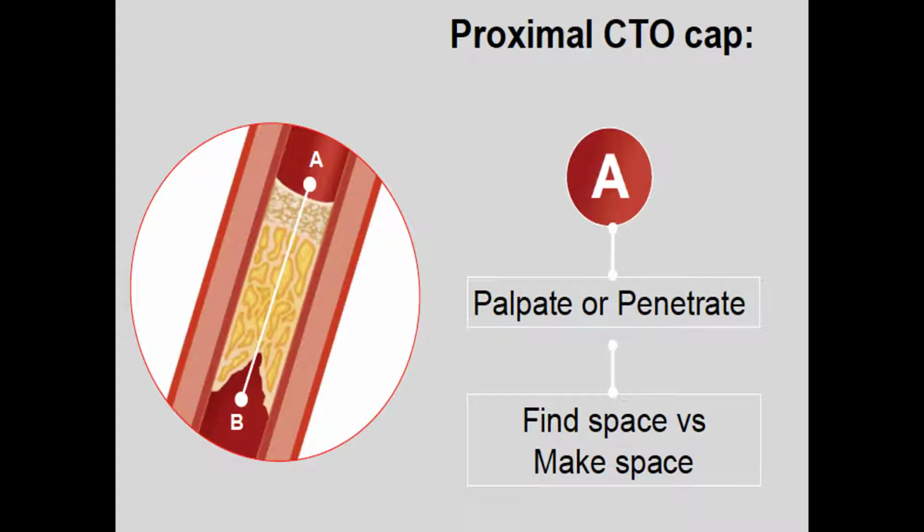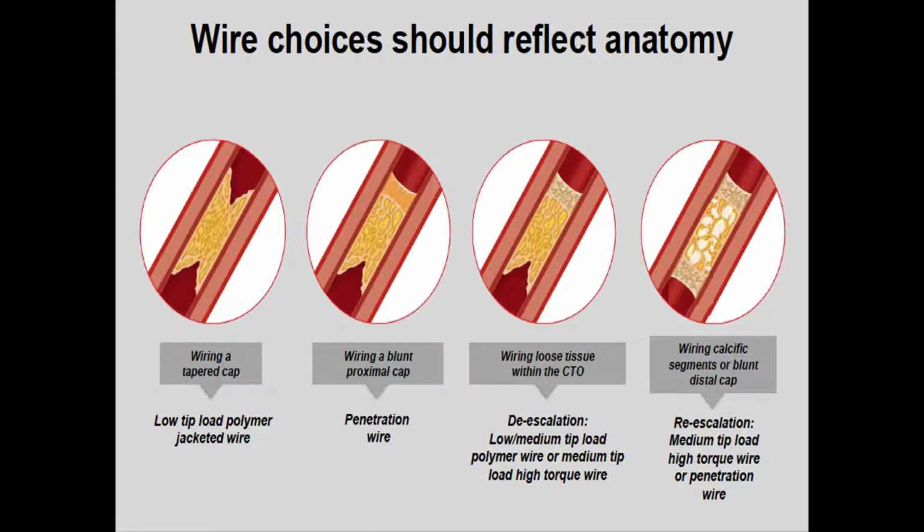When you have a tapered cap, we usually start with the Fielder XT. As I mentioned, you can switch to the Gaia family wires. When you have a blunt or calcified proximal cap, you need to use a piercer such as the Confianza or the Hornet wire. As soon as you pass through that proximal cap, you need to de-escalate and go back to the Fielder or the Gaia wires that we usually use. And when you are again at the distal cap, if this distal cap is fibrotic and calcified, you can re-escalate and use piercer wires to go through that cap.